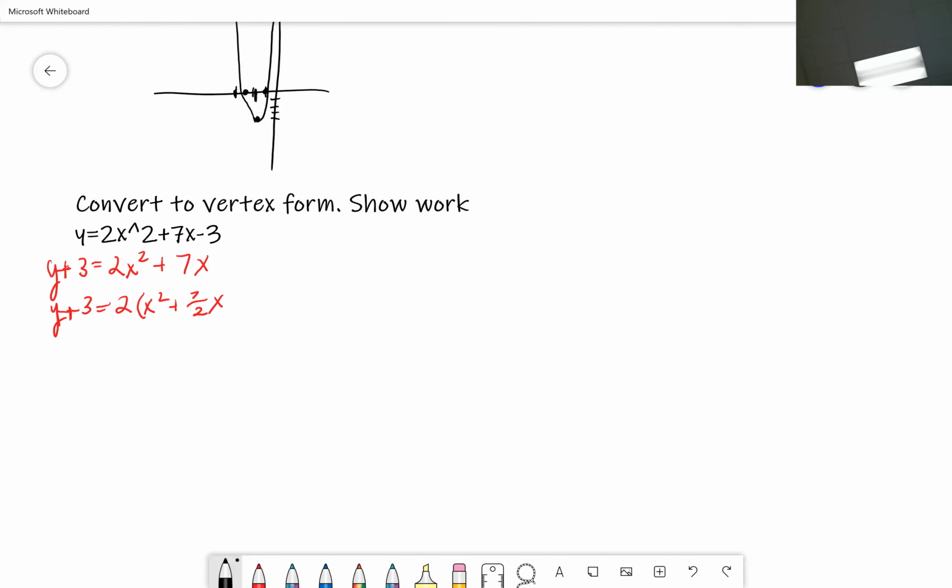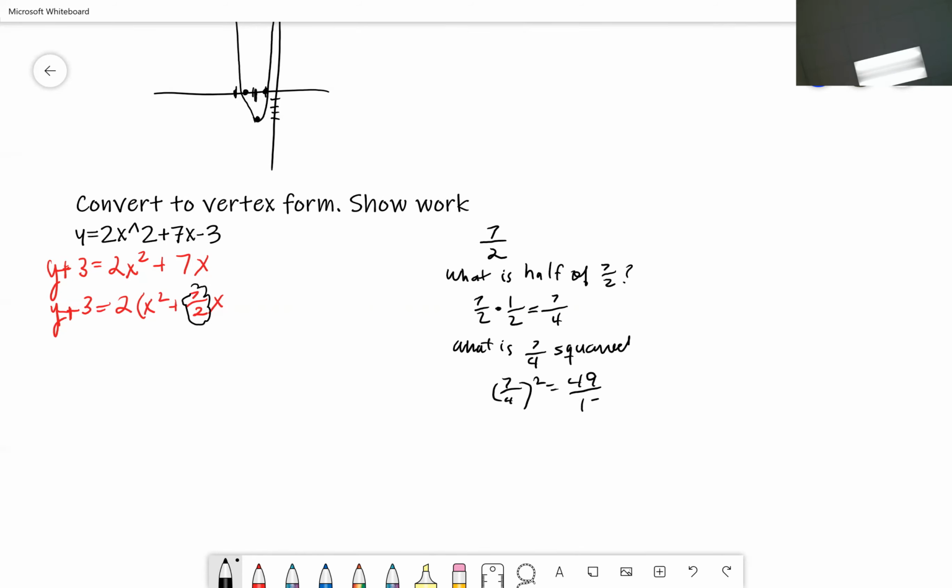Okay, so now we look at this guy here. And we say, okay, that's 7 halves. So what is half of 7 halves? Well, half of that, you multiply by half, is 7/4. And then I say to myself, okay, what is 7/4 squared? Well, 7/4 squared is 49 over 16. 7 times 7 and 4 times 4, because you're multiplying it times itself. Let me just write that out. 7 divided by 4 times 7 divided by 4, that's 49 over 16. So you're going to go ahead and add 49 over 16 here.